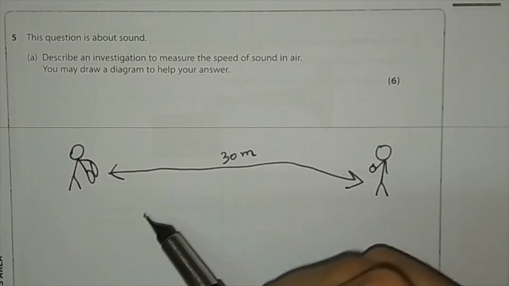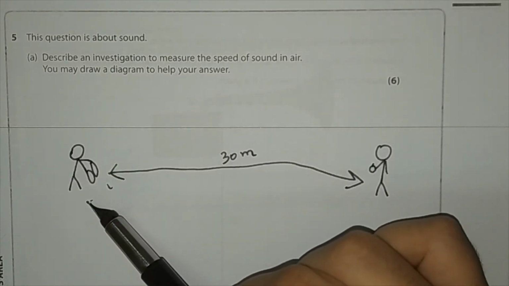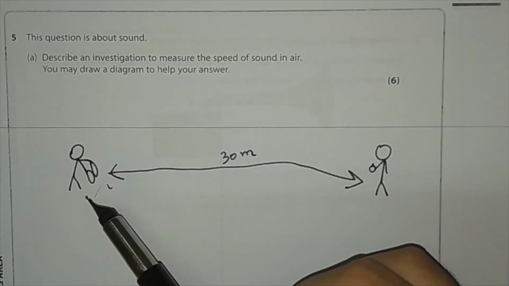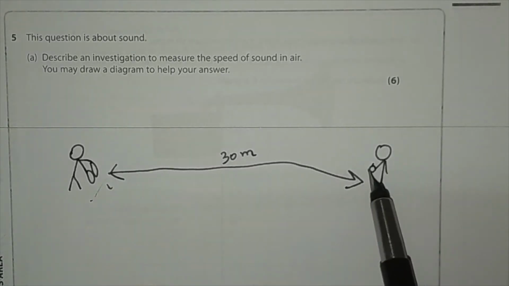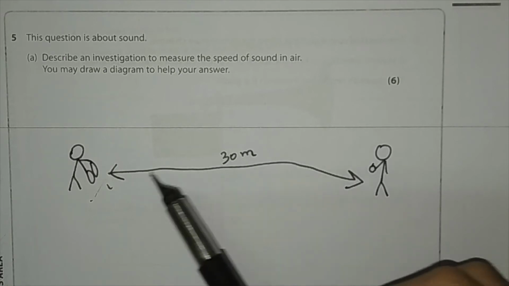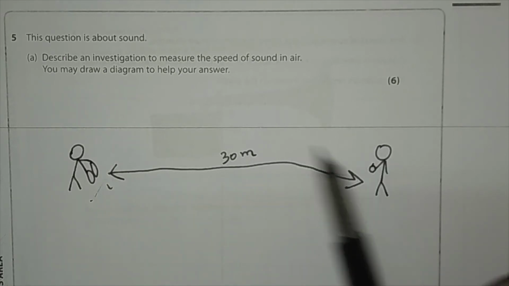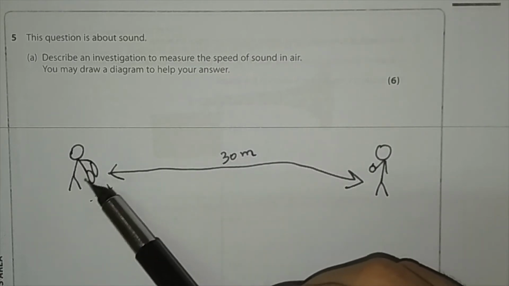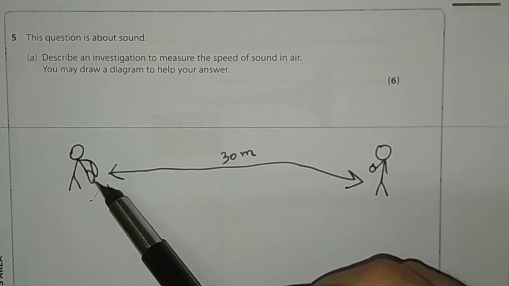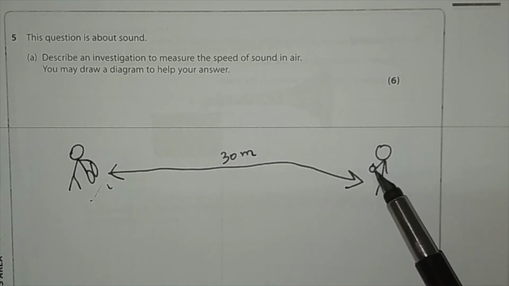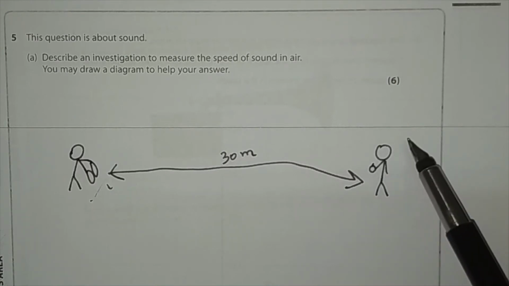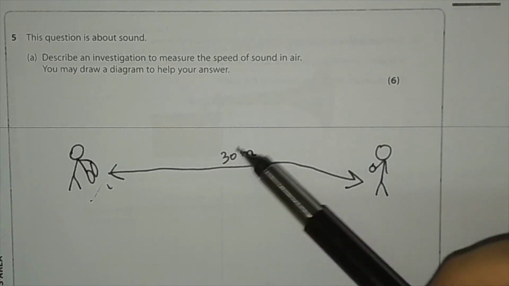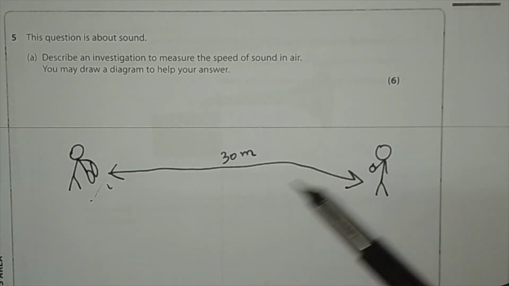Now what we do, this student smashes the cymbals once. When this student sees the other student collide the cymbals, he will start the stopwatch, and when he hears the sound, because light travels faster than sound, he will be seeing him collide the cymbals before hearing the sound. So when he hears the sound, he will stop the stopwatch, and then he will use that time and, using distance over time, he'll find the speed.